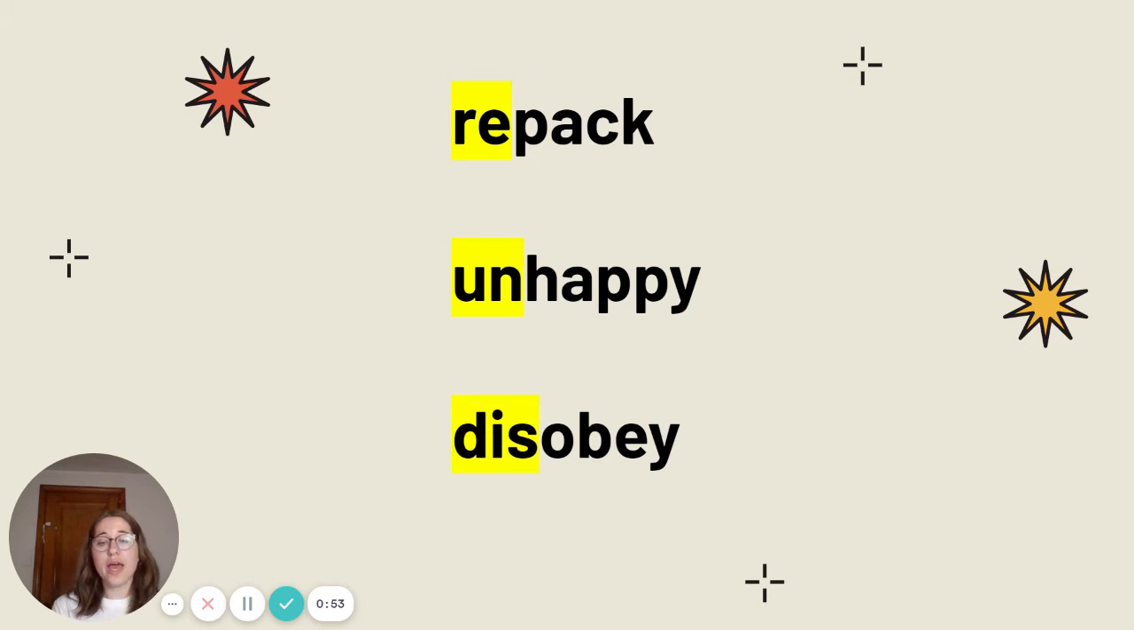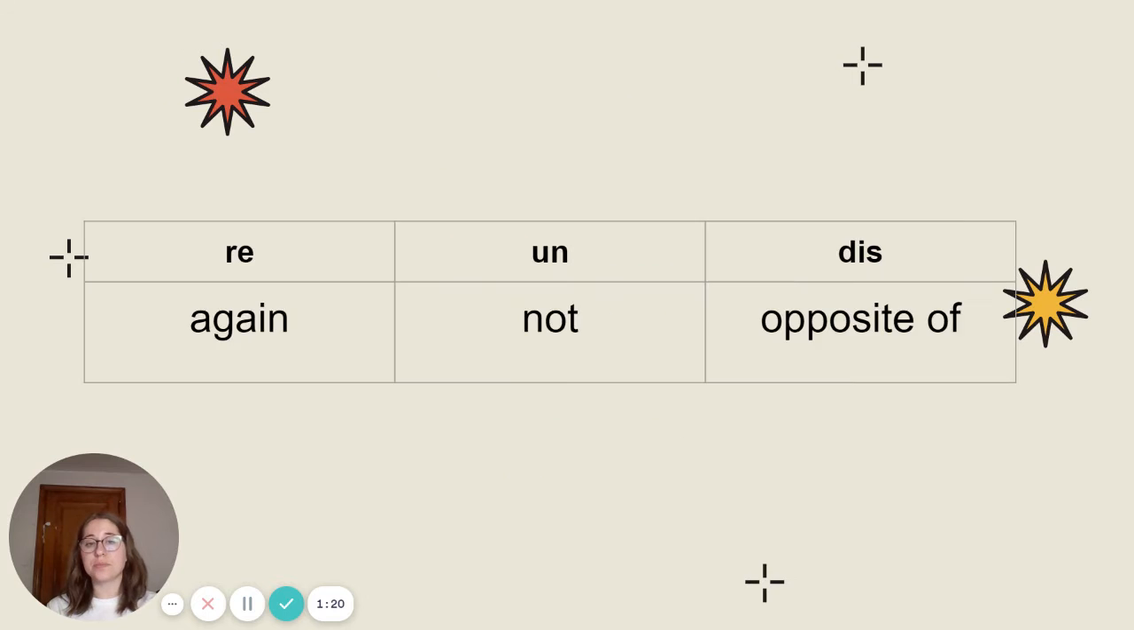Un, in front of happy, means not happy. Un, the prefix, means not. When you put it in front of happy, it becomes not happy, or unhappy. And disobey. Dis means the opposite of. When you put it in front of obey, it means that you're doing the opposite of obeying someone, or you're disobeying them. So seeing those prefixes can help us figure out what those words mean.